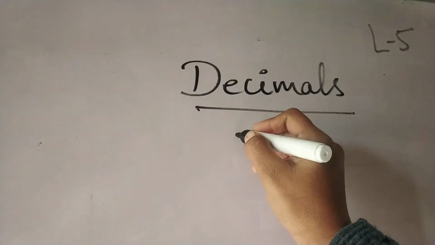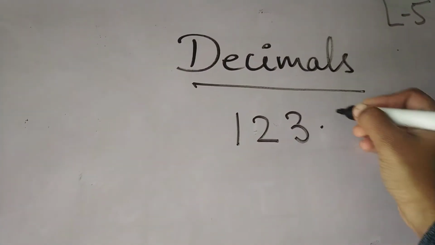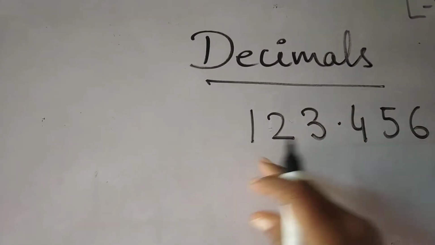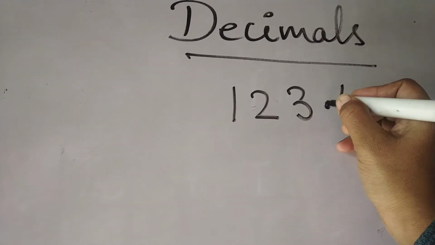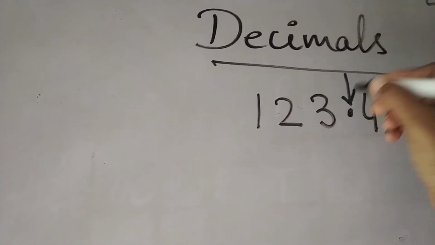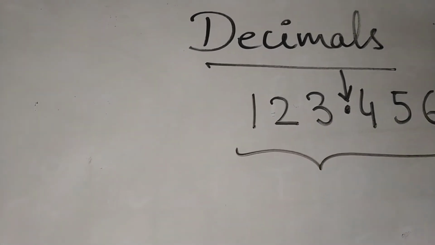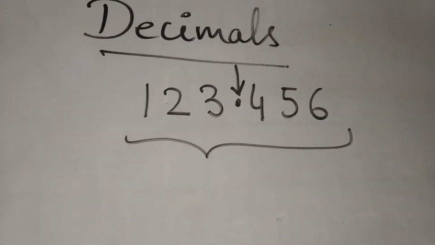What is a decimal? Let's take a number, 123.456. A number which has this point is known as a decimal, and this number is known as a decimal number.